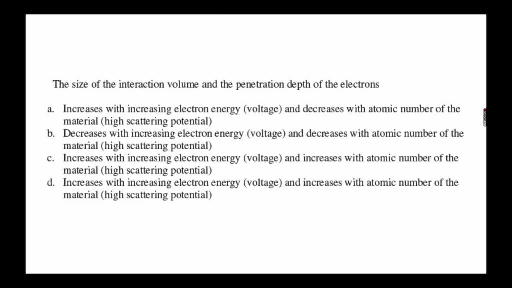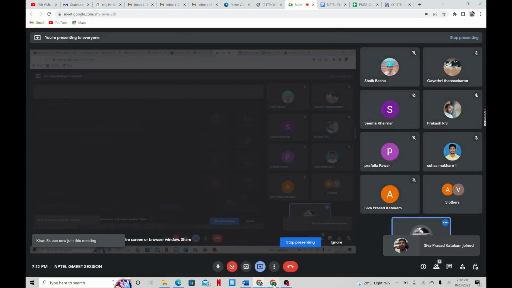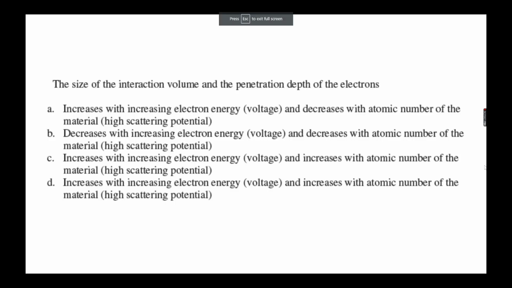Can you guess or tell, as we also discussed in the last class, what phenomena can assure this statement: the size of the interaction volume and the penetration depth of electrons increase with increasing electron energy? It is saying that when we increase the energy of the electron, or you can say the voltage, it increases, and decreases with the atomic number of the material. Okay, so what could be the combination? Can you read the screen and tell me the answer? Any one of you?